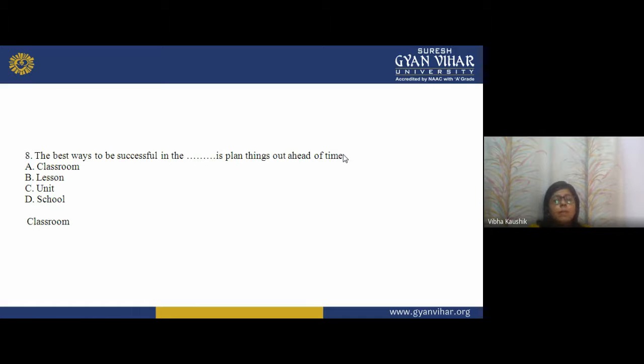Now, the eighth one. The best way to be successful in the dash is plan things out ahead of time. The best way to be successful in what? A, classroom, B, in the lesson, C, in the unit, or D, in the school. Now you have to select the correct answer from the given options, and the correct answer is option A, that is classroom. The best way to succeed in the classroom is to plan things out ahead of time. It means planning is necessary.